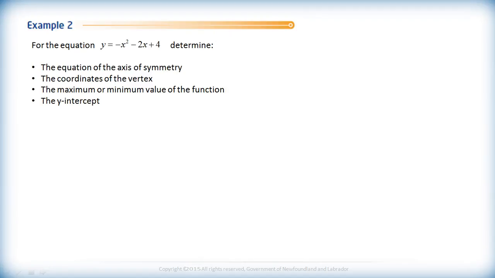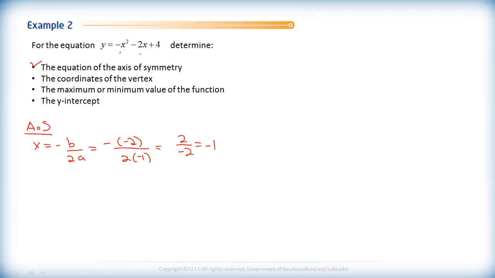This one looks like it's got more to it. For the equation y equals negative x squared minus 2x plus 4, determine the equation of the axis of symmetry. Okay, let's do that first. So first things first, we want our axis of symmetry. The AOS. Okay, so x equals negative b over 2 times a. And b here is negative 2, so it's negative of negative 2, divided by 2 times a, which in this case is negative 1. So that's going to give me, let's see, positive 2 over negative 2, which is negative 1. So there's the equation of the axis of symmetry.